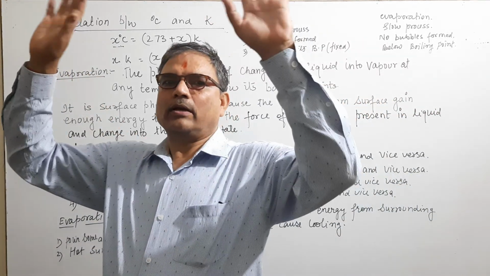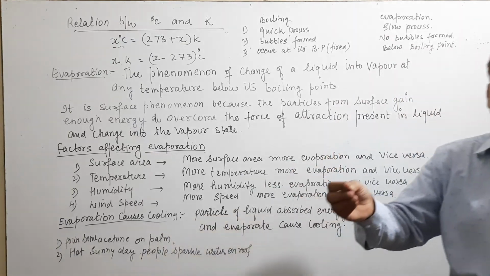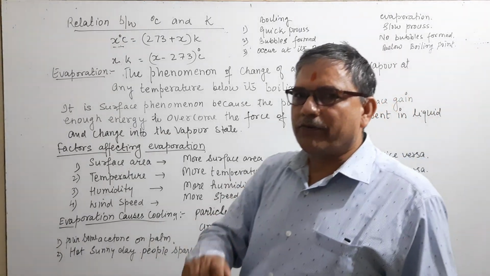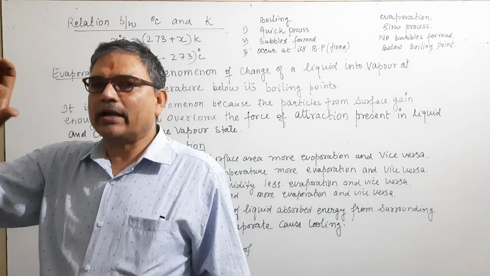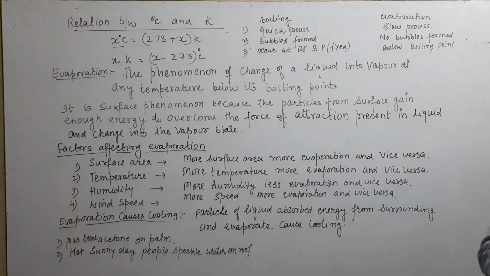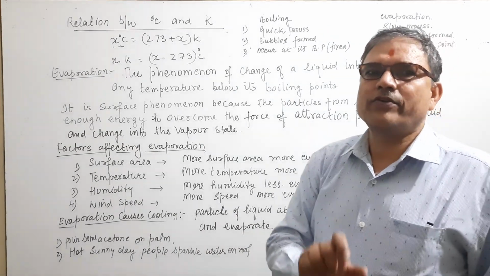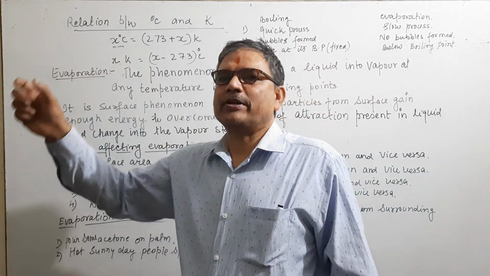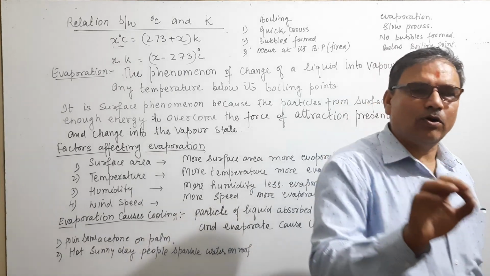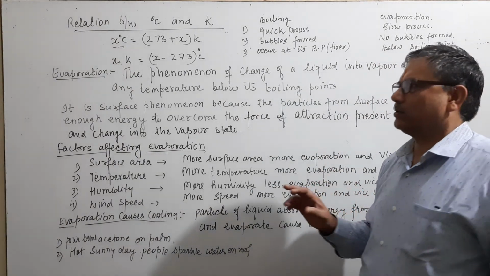Water gets evaporated. The temperature may vary, more or less, but after some time the water will evaporate and the quantity of water will be less. This process, when the liquid state of a substance is changed into vapor state at any temperature which is below its boiling point, is known as evaporation.